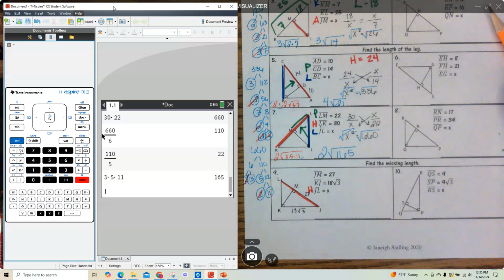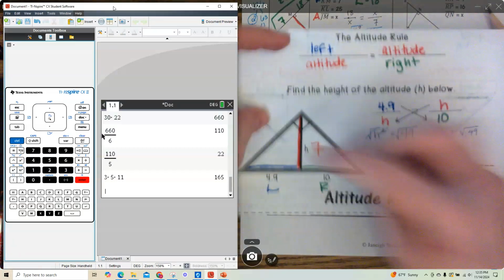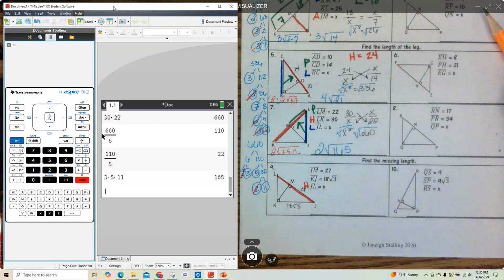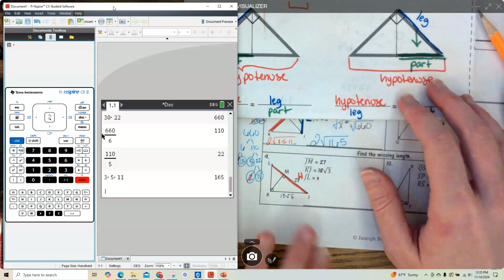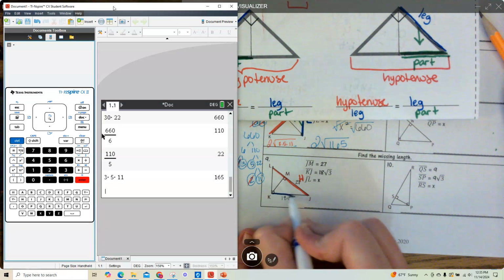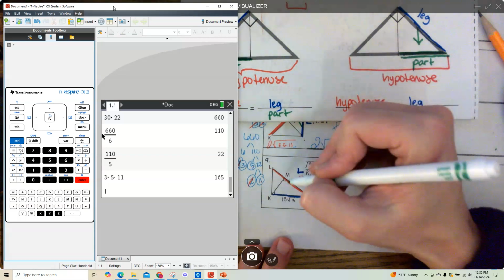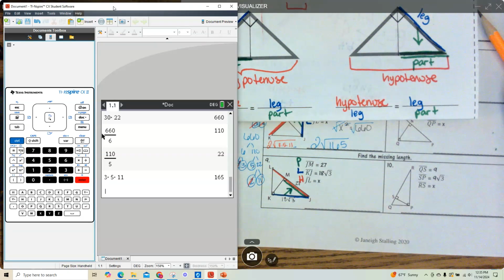So, on problems where you're not sure, if they don't give you the altitude, you can't use the altitude rule. Only if they give you the altitude. If they don't give you that, then you have to use the leg rule. Okay? So, which one is my leg then? KJ is my leg. Is JM my right part? Is that the part that I need? Yes. Yep, it's the one that's below it. If it's not, subtract from the hypotenuse, find the missing pieces.